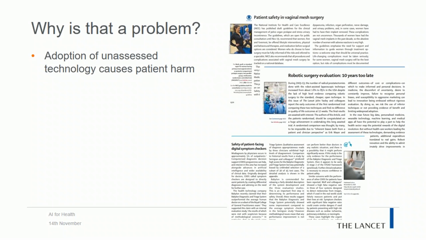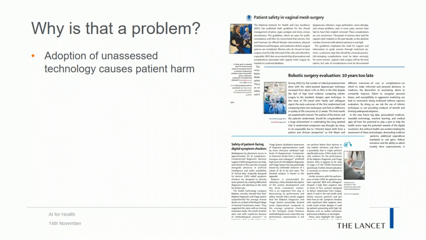What happened with robotic surgery is that we quickly reached a point where there was no clinical uncertainty. Everybody was so convinced that it worked, it was very difficult to do a trial. And when they eventually managed to do one, the results were, okay, it's the same.